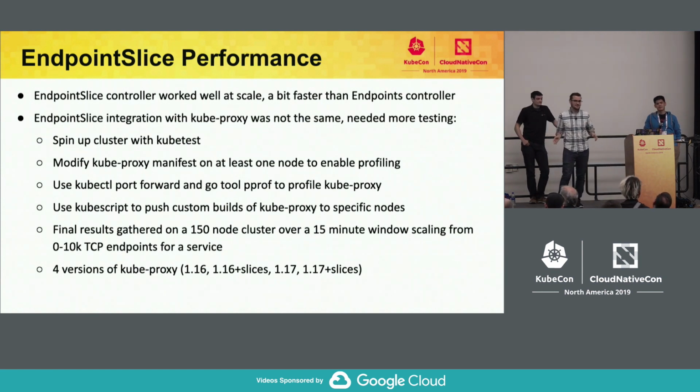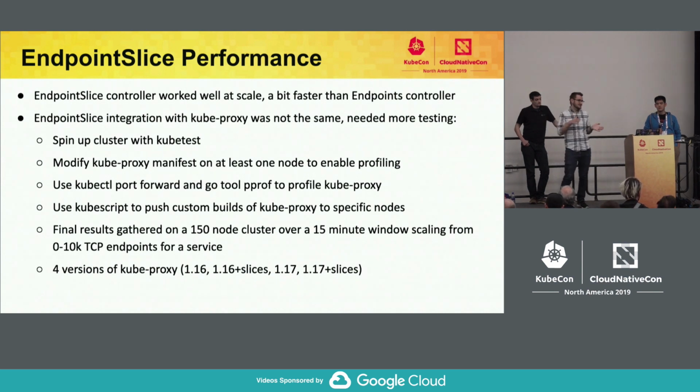So let's talk about performance, because the whole reason we went through all this was to try and make this scale. And the great news is the first implementation of the endpoint slice controller worked well at scale. It actually performed a little bit better than the endpoints controller. But that wasn't ever the real bottleneck. The real bottleneck came with Kube Proxy and bandwidth. Data transfer is dramatically lower, but Kube Proxy was still a bit of an issue because it's a little bit more complicated now.